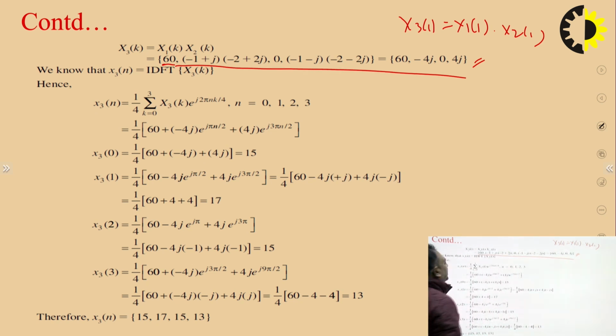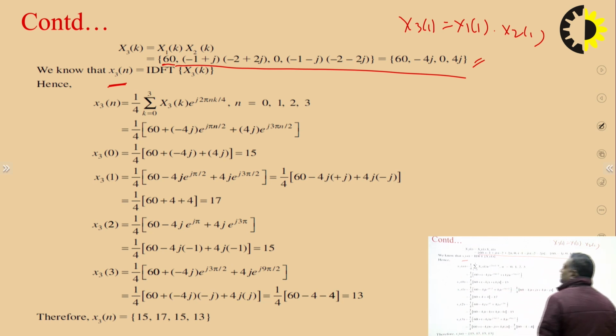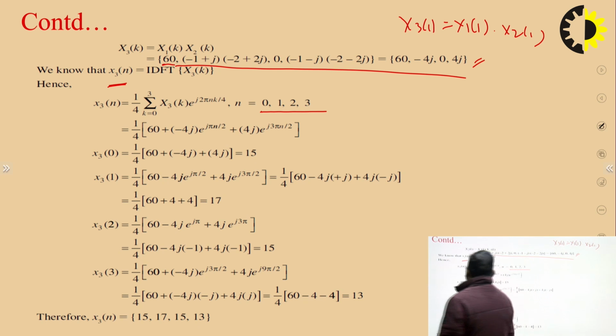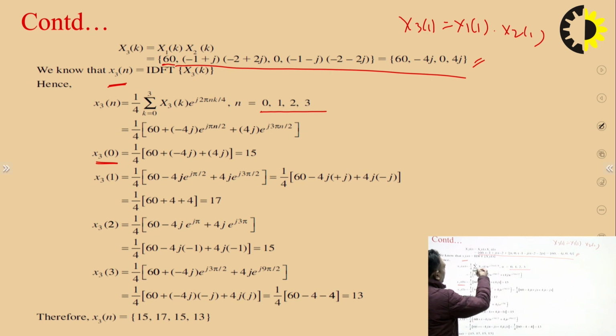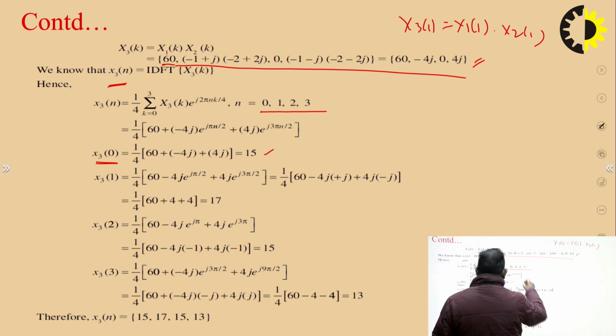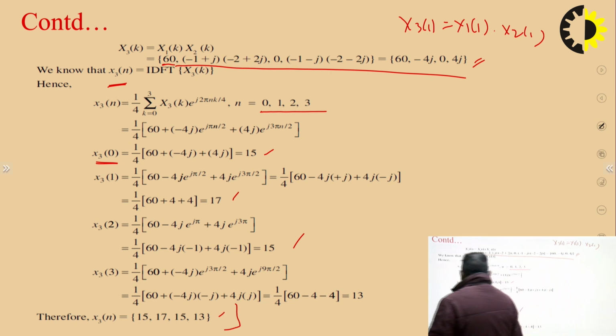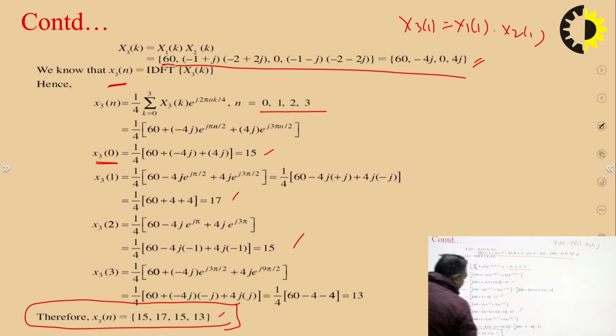Now we have to take the IDFT of this to find the sequence x3(n). So x3(n) will become the IDFT of X3(k), and you know the formula: 1 upon N, sum over k equals 0 to N minus 1, X(k) into e to the power j 2 pi nk by N, and here we are varying n from 0 to 3. The first value we will see is x3(0), and for each value of n we are varying k from 0 to 3. So we get these values 15, 17, 15, 13. This is the final answer, the convolution of two sequences which we have solved using the DFT IDFT method.